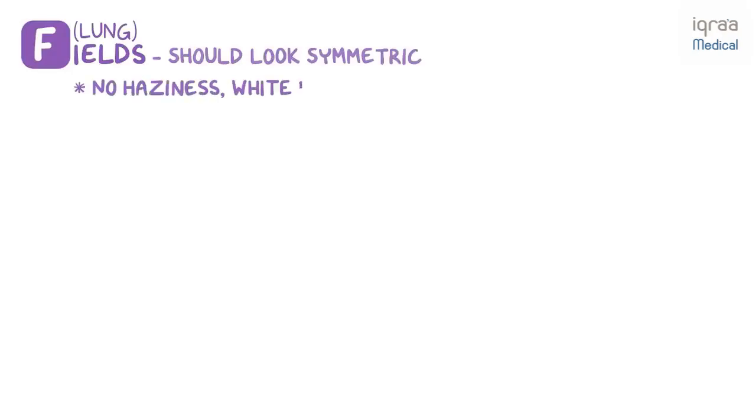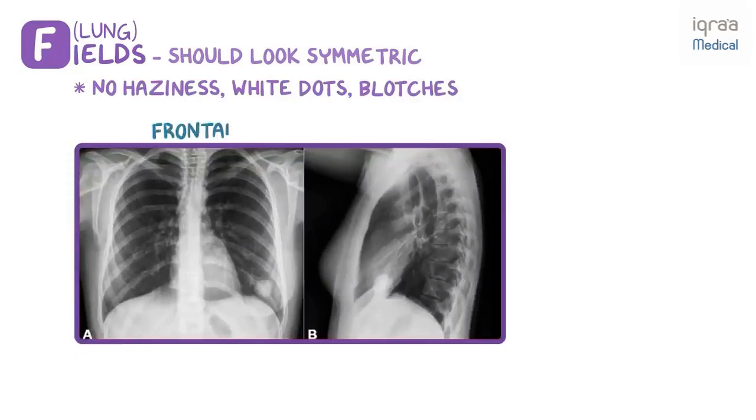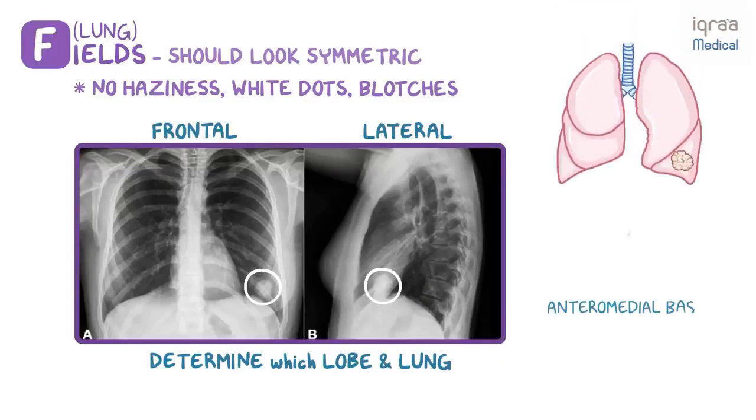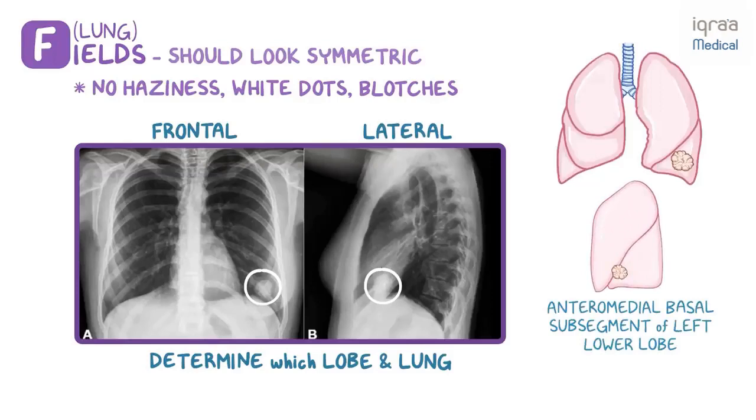F is for lung fields, which should look symmetric. There shouldn't be any haziness, white dots, or blotches. While looking at lung fields, having a frontal and a lateral X-ray allows us to determine in which lobe of which lung an abnormality is located. In this case, a nodular mass is visible in the inferior, lateral, and anterior left lung, meaning it's most likely within the anteromedial basal subsegment of the lower left lobe. This can be confirmed with a chest CT.